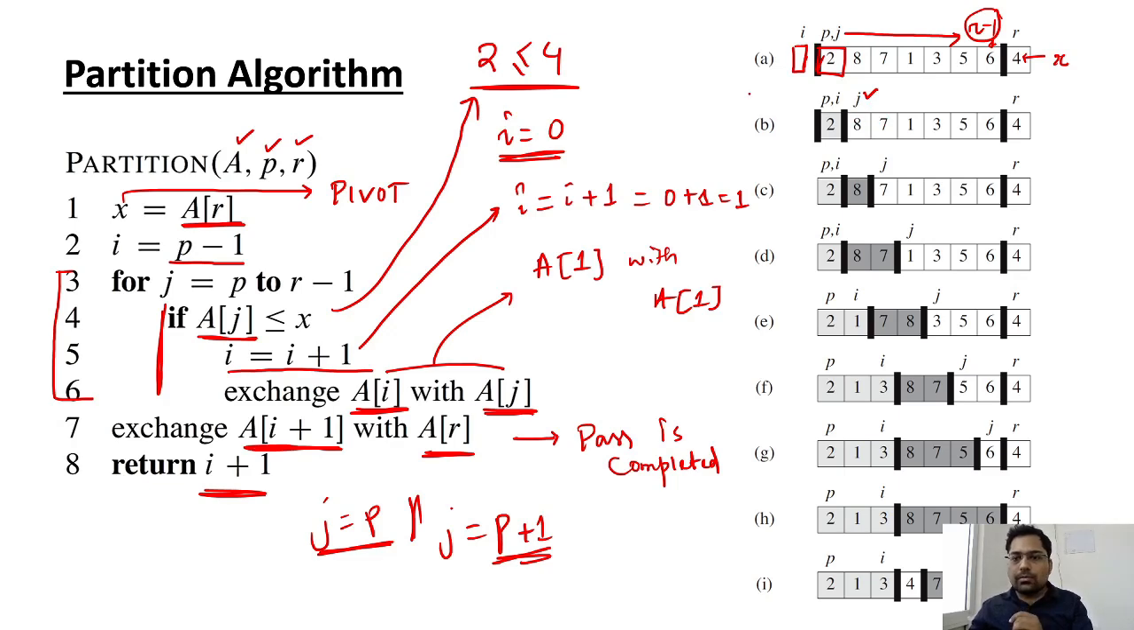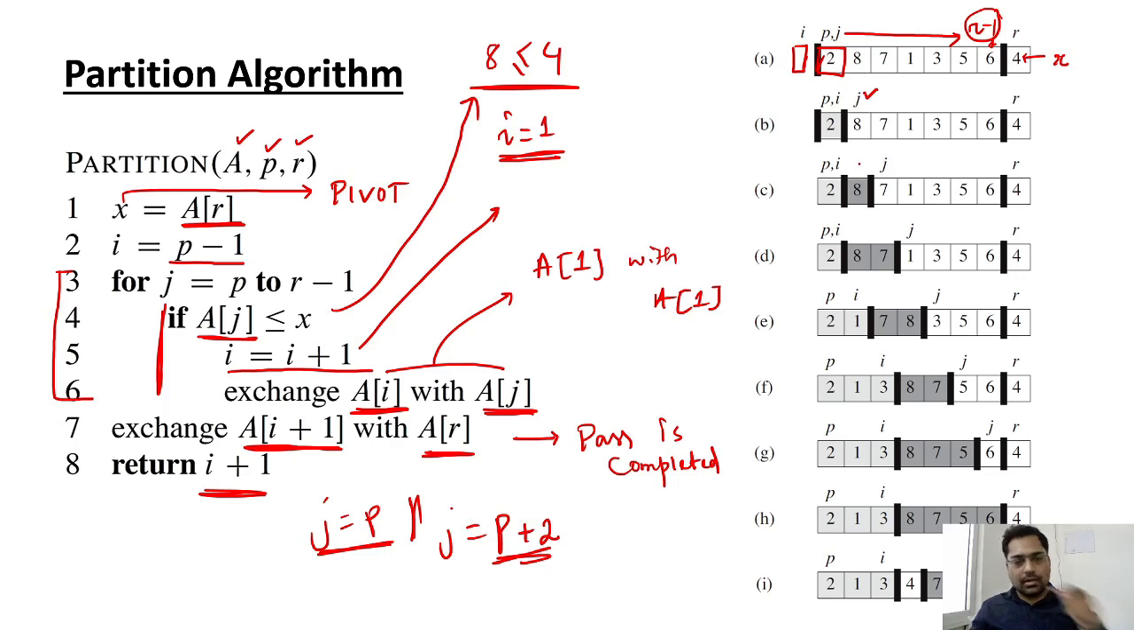Now we have to do the same thing. Previously the i value was 1, and we now have to check whether 8 is less than or equal to 4 or not. If no, we have to ignore that for a while, and the j value, which was previously p plus 1, will now be p plus 2. Clear? Now the index is changed. We are not doing anything. If it is not less, we will not touch it.